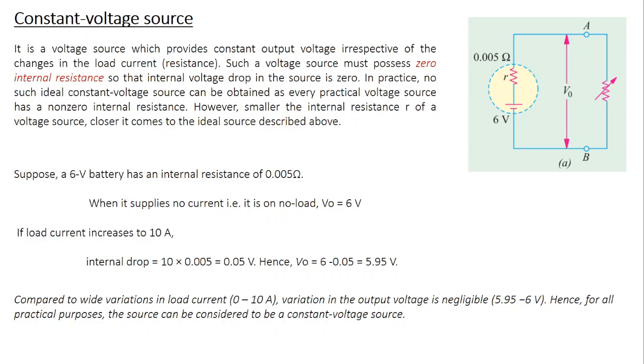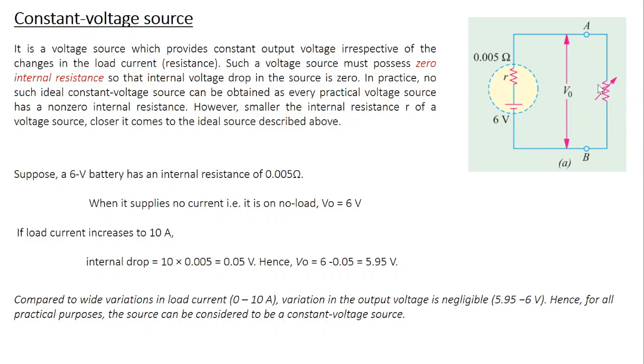What's a constant voltage source? So a constant voltage source is a voltage source which provides constant output voltage irrespective of the changes in the load current or load resistance. Typically, an ideal constant voltage source should have a zero internal resistance. So what happens when you have zero internal resistance? The internal potential drop is zero. So whatever is the potential of the power supply, the entire potential is going to drop across the load resistance irrespective of the value of the load.